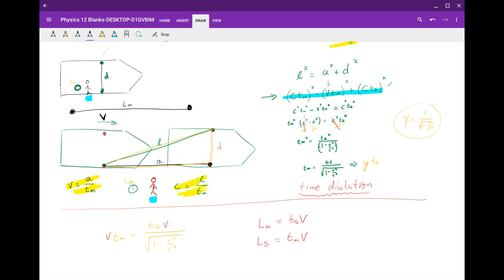Now let's take a look at this guy who's outside of the ship. What's going on with this length from his perspective? This length is just sitting here, and so is he. And it's the ship that's moving by. And so this length here is stationary from his perspective. So I'm going to call it length stationary. All right? Does that sound pretty good?